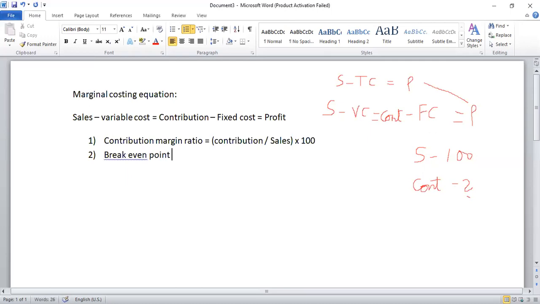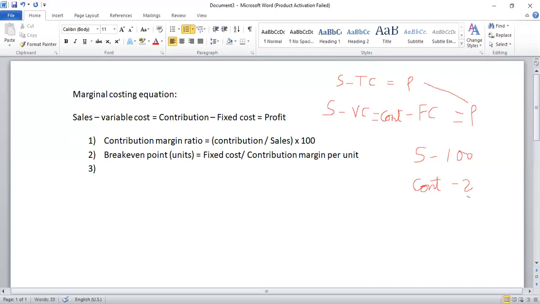Break-even point is calculated in two ways. One is in terms of number of units. Then we have break-even point in sales value. The formula for break-even point in units is equal to fixed cost divided by contribution margin per unit. Break-even point is a point. I think you must be knowing that break-even point is a point where there is no profit, no loss.